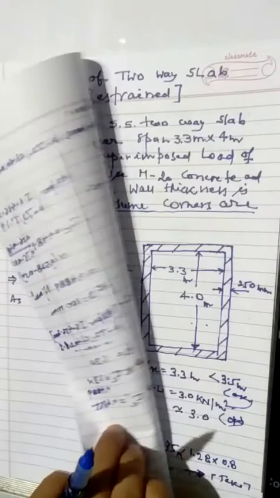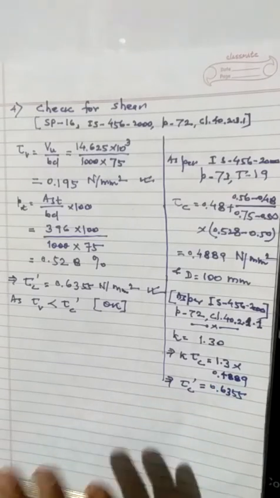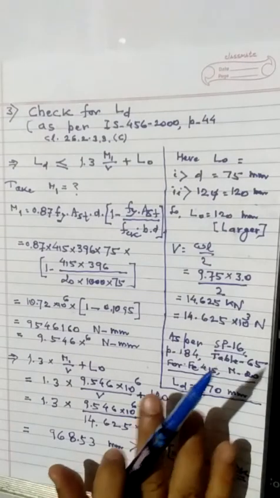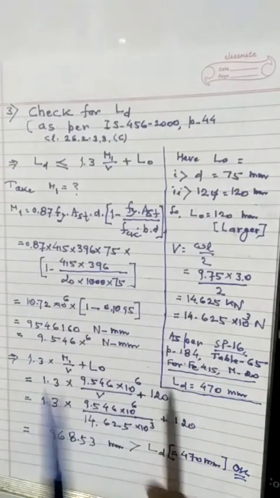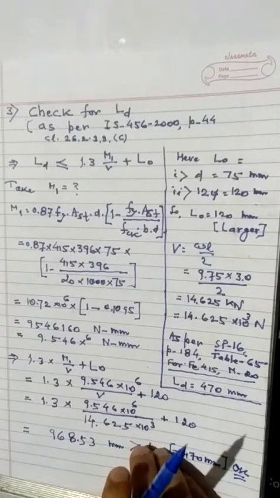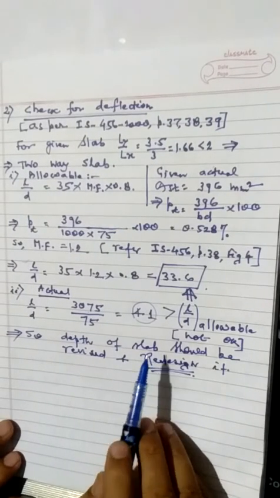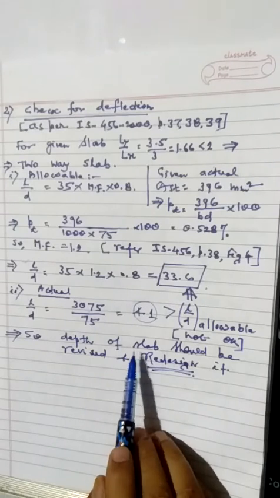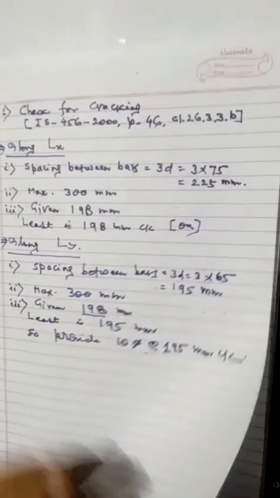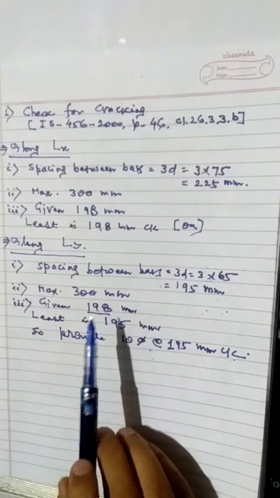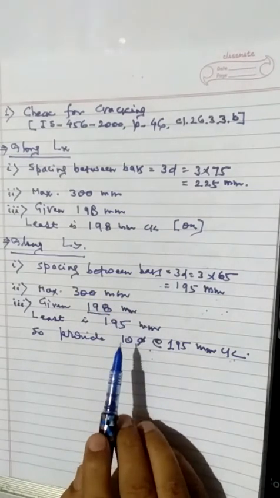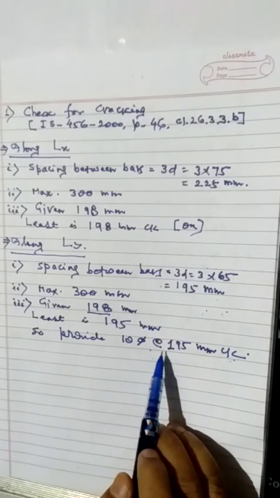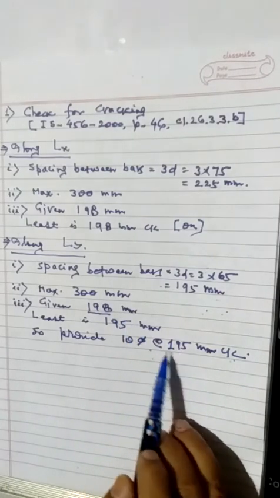So this way we have completed the 4 important checks for the slab. Check for shear, the slab is safe in shear. Check for development length LD, this check is also safe in this slab. Check for deflection, we got that the slab is not safe in deflection. Here the slab depth is not proper, so it is to be redesigned. And the check for cracking of the slab, that is the spacing between bars, is okay, but for the longer span there is a revision in the spacing, that is the spacing has been reduced from 195 to 190.